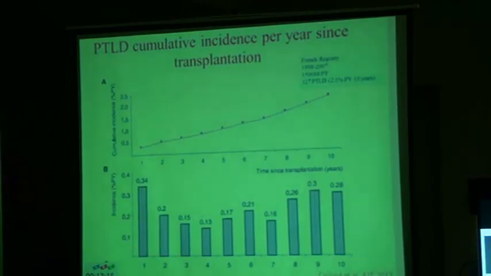This shows the progressive increase in incidence of PTLD. In our patients, it is increasing with time after transplantation. But there is something interesting, which we see here: the peak is high early, in the first year after transplantation. We have a peak of occurrence, and we have a late peak, and in between there is a lower incidence.